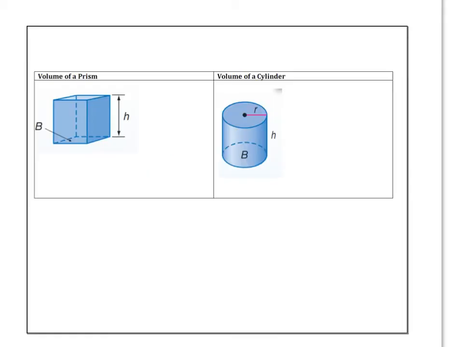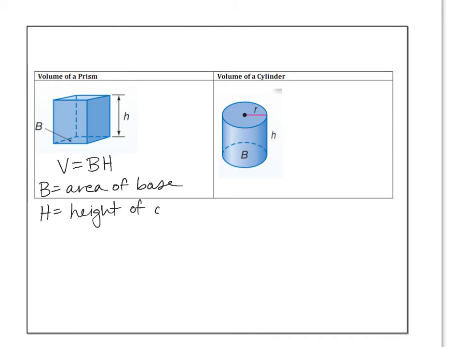Our focus today is finding volumes of prisms and cylinders. And here's the formulas. Volume for a prism is going to be area of the base times the height of the object. B stands for area of the base. H stands for height of the object, which in this case is a prism.